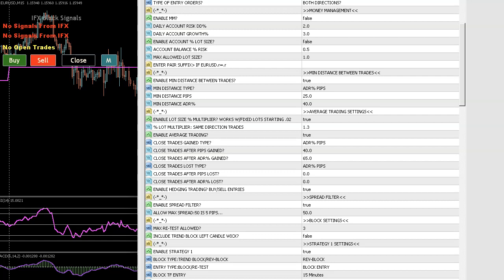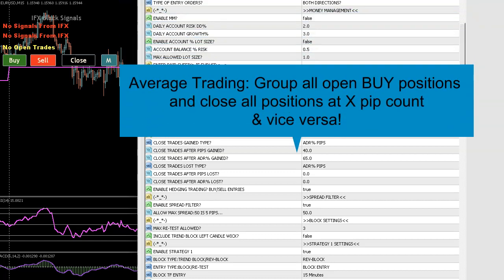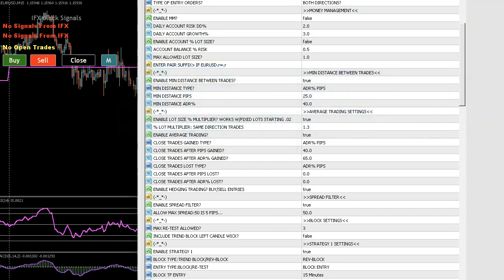So average trading is going to be very simple. It's going to average if we enter multiple times in the same direction. Then we're going to average based on some pip count. Okay, so it's going to make more sense later when I show you examples. Now let's talk a little bit about the minimum distance between trades, because this goes hand in hand with average trading, and how that is going to benefit.